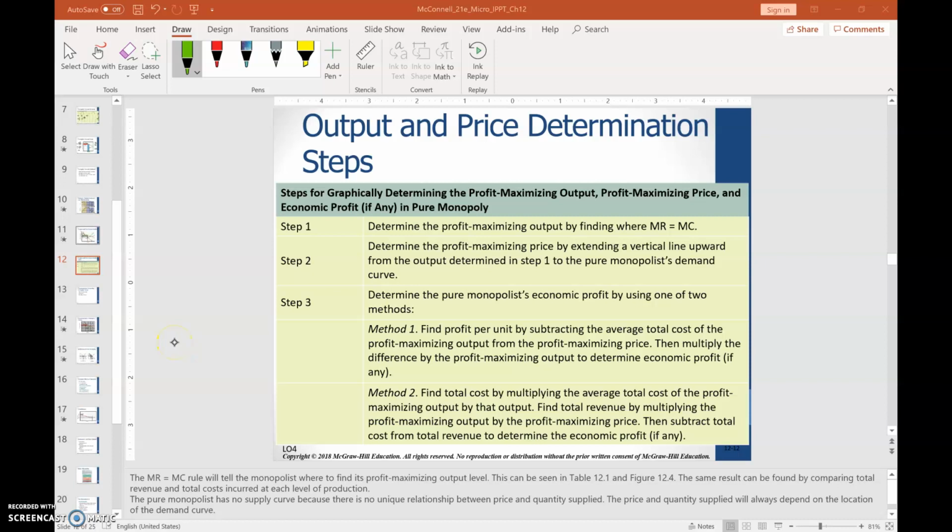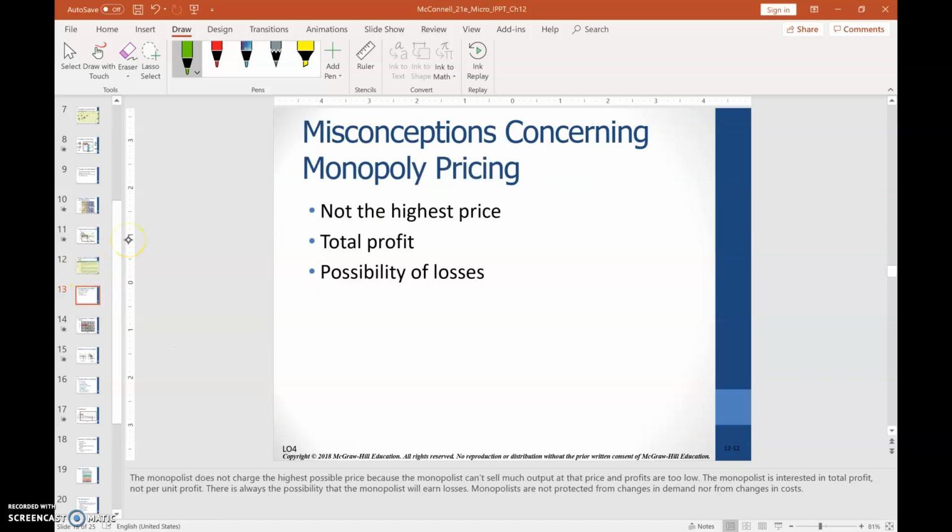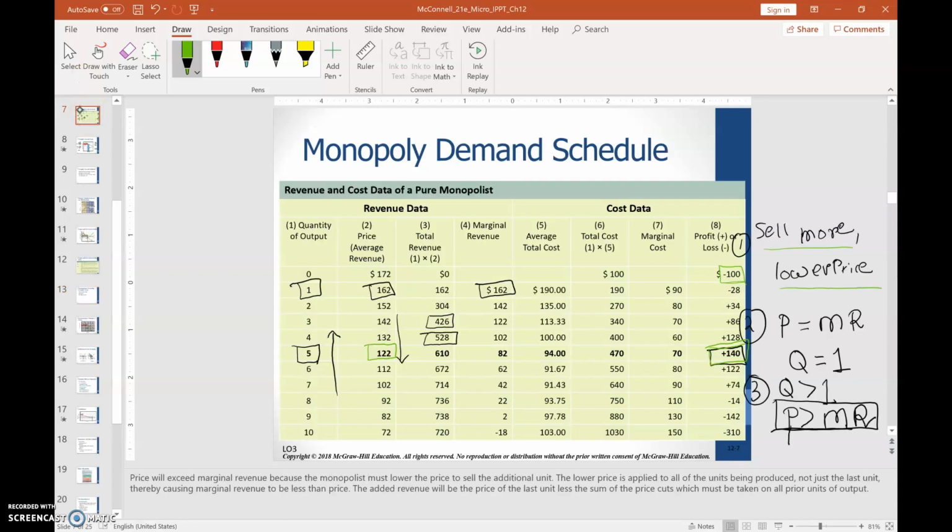In this section, I will look at the output and price determination of a pure monopoly market structure. Just to let you know, there are a few misconceptions here. One of the misconceptions is the monopolist will charge the highest price. But the monopolist is not going to charge the highest price, because if you look at the data here, the highest price is 172.